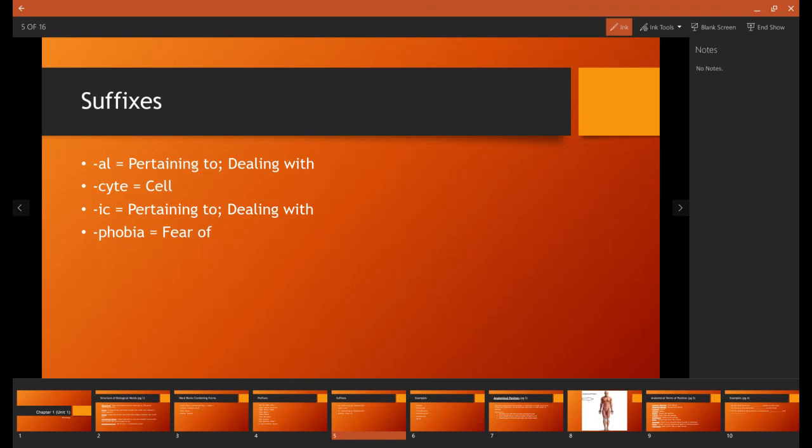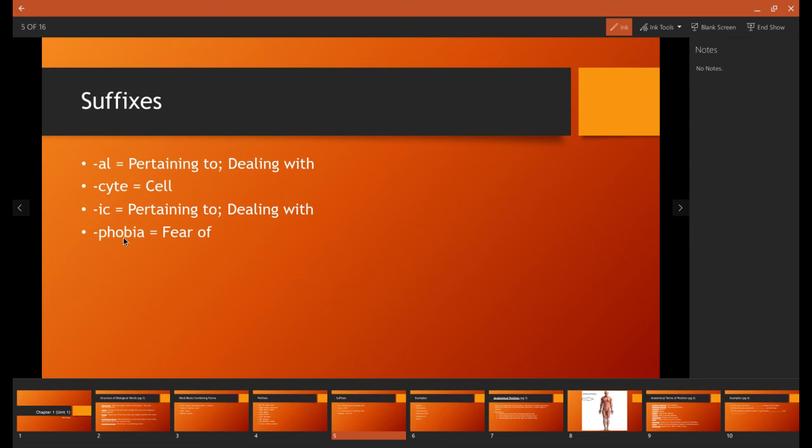Working on specific suffixes, these are very common to what we're going to see in our course. If you'll recall, a suffix is going to come after a word root and just modify that word root just a little bit. AL is going to mean pertaining to, which is just a really fancy way of saying dealing with. Sight is very common, so it's going to mean cell.